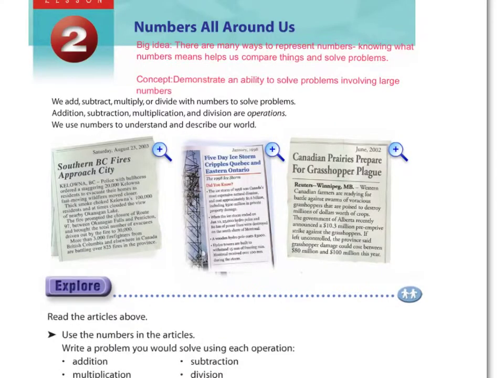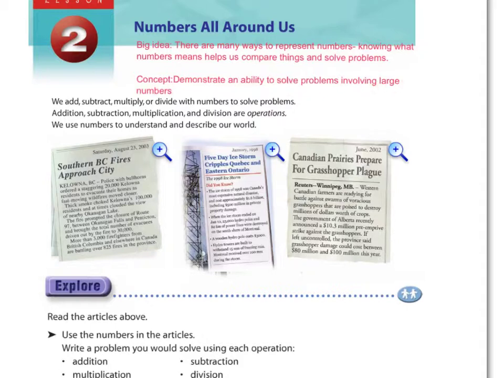All right, lesson number 2. Our big idea continues to be that there are many ways to represent numbers, and knowing what those numbers mean helps us to compare things and to solve problems. And in fact, today our concept is about demonstrating an ability to solve problems with large numbers.